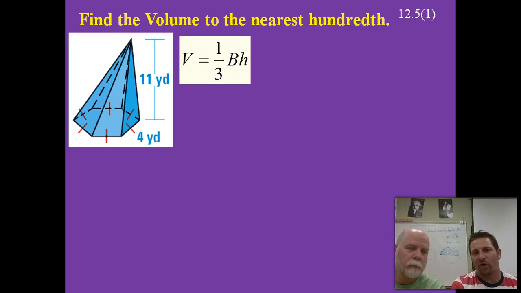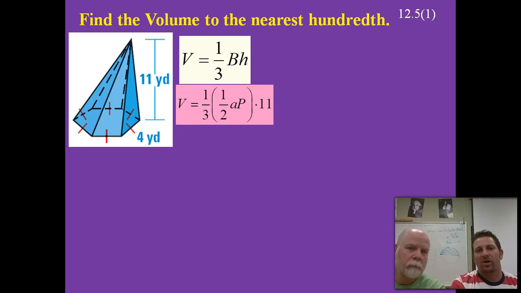The formula is the volume is 1/3 the area of the base, which is a hexagon this time, times the perpendicular height. Once again we have 1/3, and then we take the area of the base and plug in 1/2 AP for the area of a polygon, and then substitute in the 11 because that is the perpendicular height to the base. This is like that cone I did earlier, where it's not directly over the center, but it is a perpendicular right there at the right, so we can assume that height is 11.